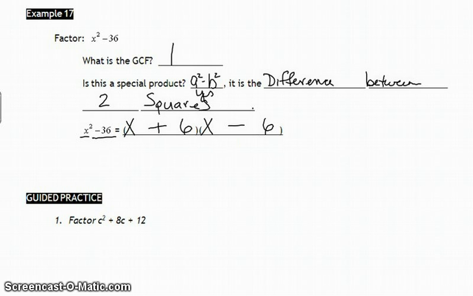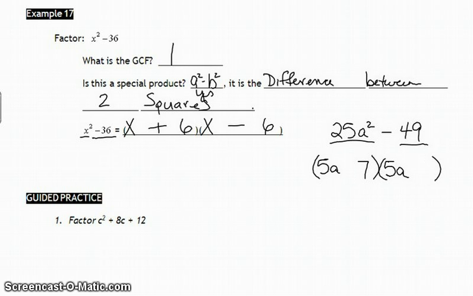If we can recognize that it's the difference between two squares. I know this example isn't on the worksheet, but what if we had 25a squared minus 49? Are they still the difference between two squares? They certainly are. The square root of 25a squared, I'm going to put my binomials out, that's 5a. And the square root of 49 is 7, one plus, one minus.